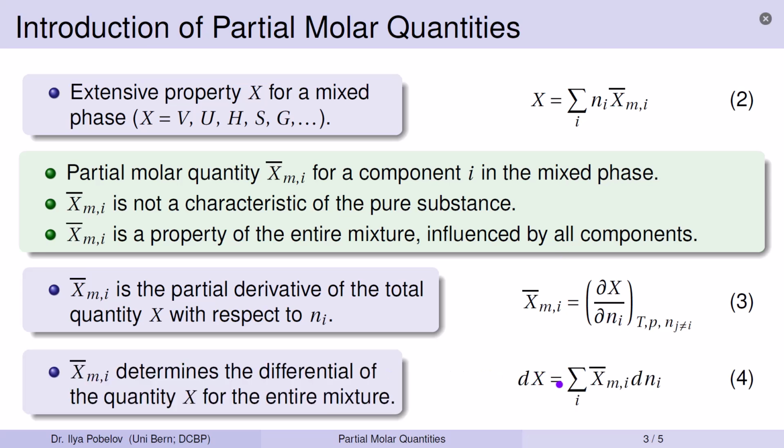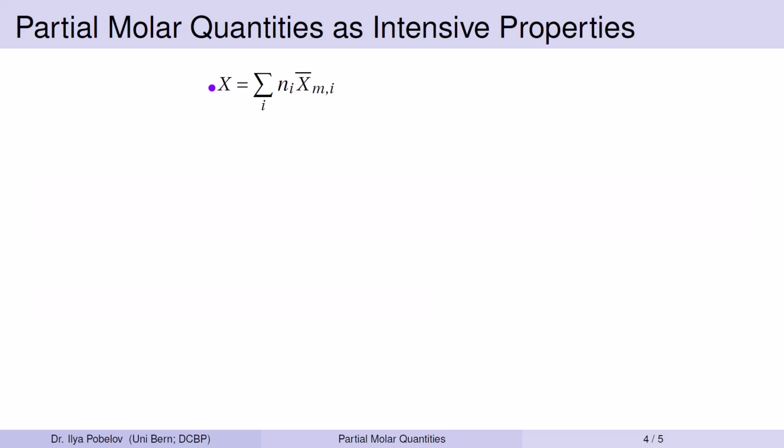Furthermore, the differential of the quantity X for the entire mixture at constant pressure and temperature can be expressed as the summation of products of partial molar quantities for all components and the differential of their respective amounts. This provides a precise way to describe how the overall property of a mixture changes due to small variations in its composition. Consider again an extensive property denoted as X.